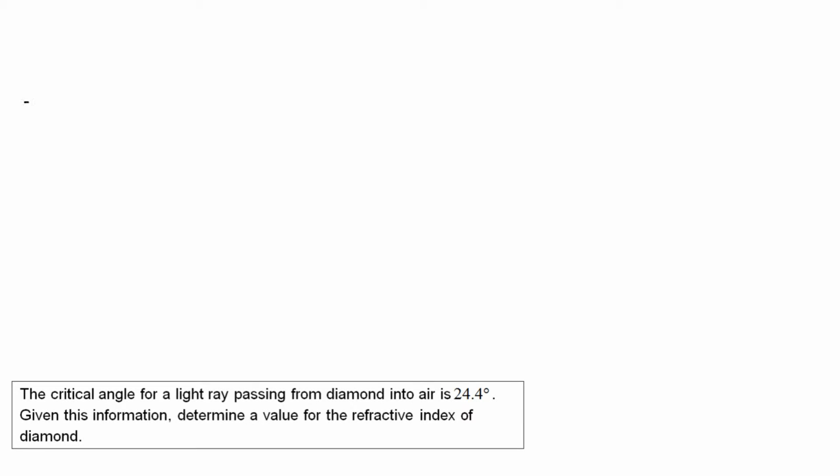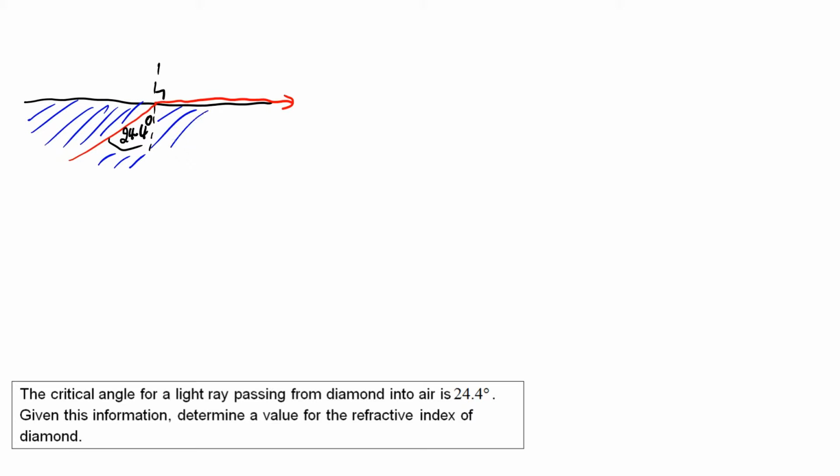Now in the second example, we already know what the critical angle is. In this case, it's diamond passing into air, and we're told that the critical angle is 24.4 degrees. But this time, we want to try to calculate the refractive index of diamond from this information. So in my diagram here, I have a light ray coming in at a critical angle of 24.4 degrees, and then being refracted as it passes through the other side through an angle of 90 degrees, so that light ray is just skimming the surface between the diamond and the air.